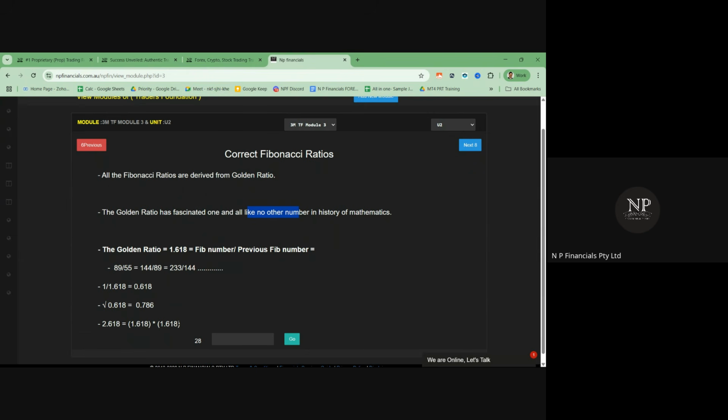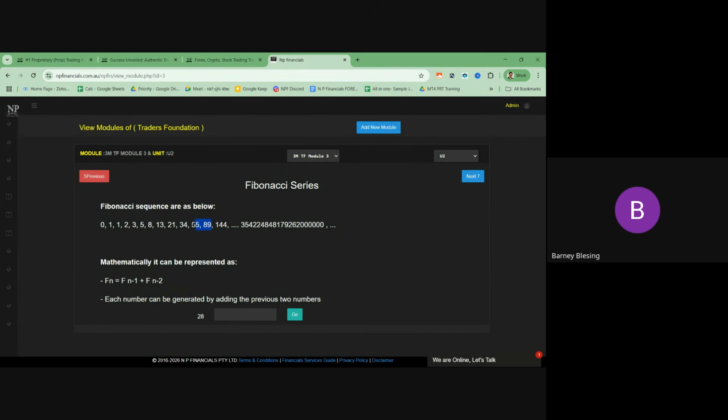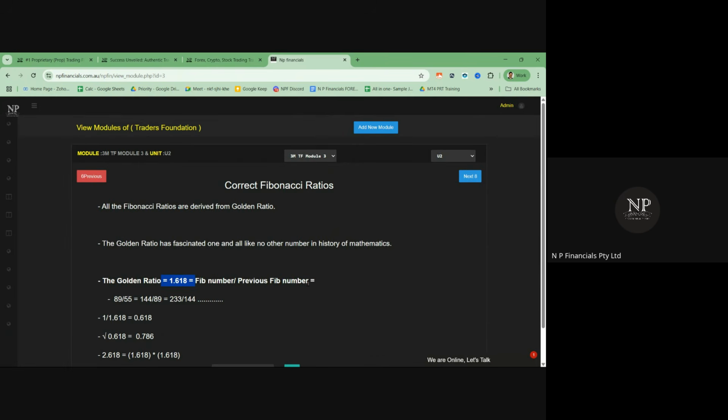The golden ratio, which is 1.618, can be derived by dividing a Fibonacci number by the previous Fibonacci number. If you divide 89 by 55, you'll get 1.618. Similarly, 144 by 89, you'll get 1.618. Similarly, 233 divided by 144, you'll get 1.618. It's a magic number. Those are all Fibonacci numbers in the sequence, and if you divide a number by the previous number, you get 1.618.